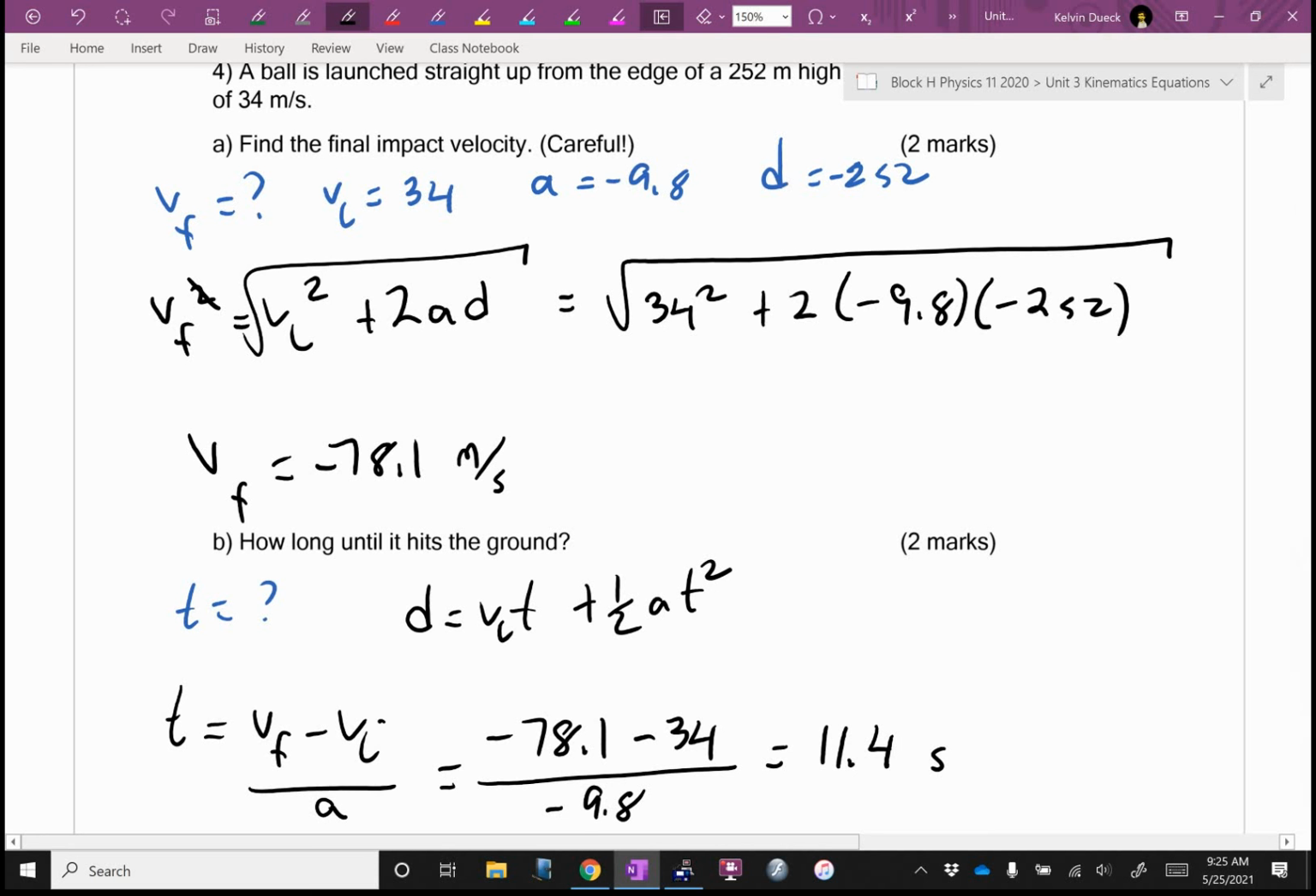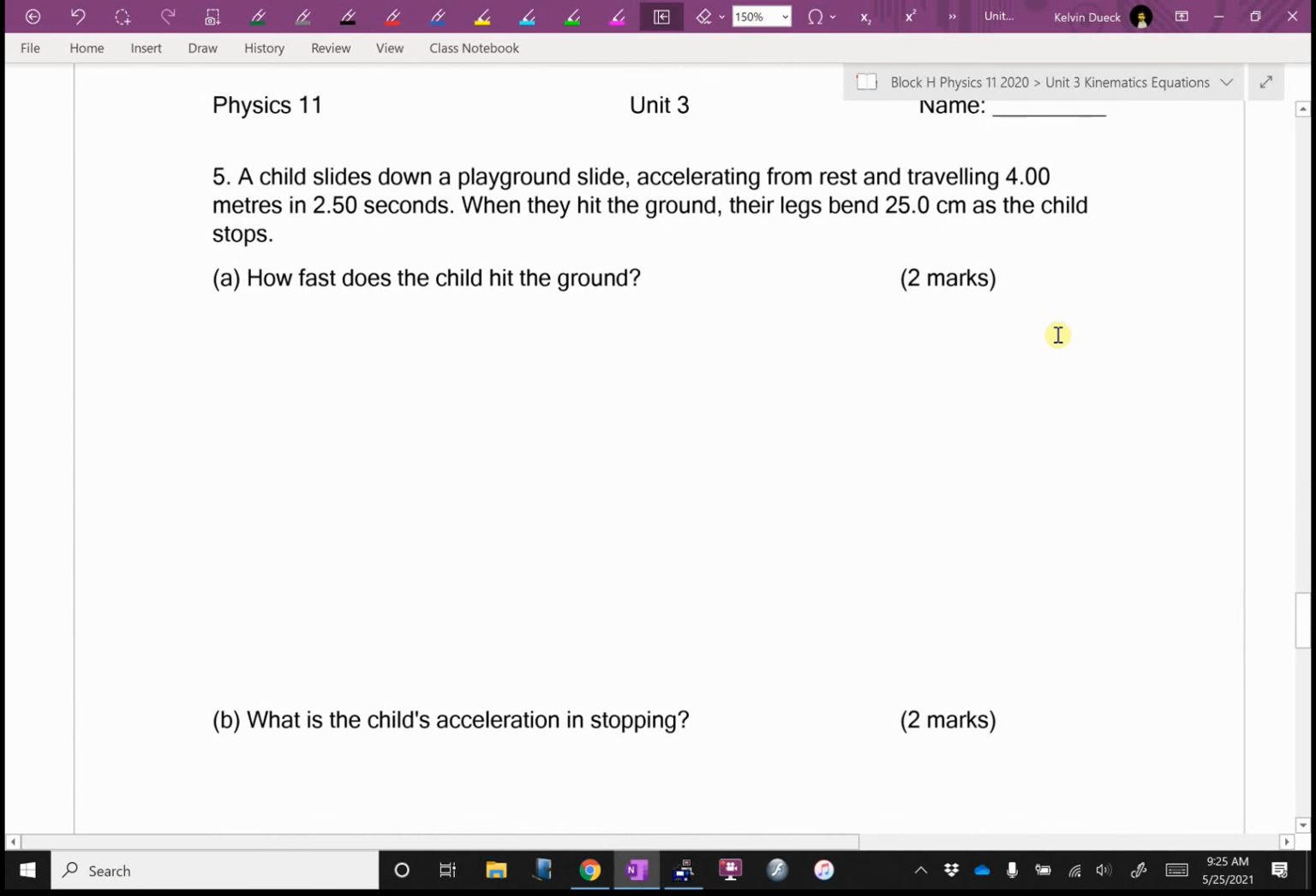Negative 9.8. What did you get? Check if you put brackets around the top. 74.53. Okay, show me your calculator later and I'll look at it. Next page.